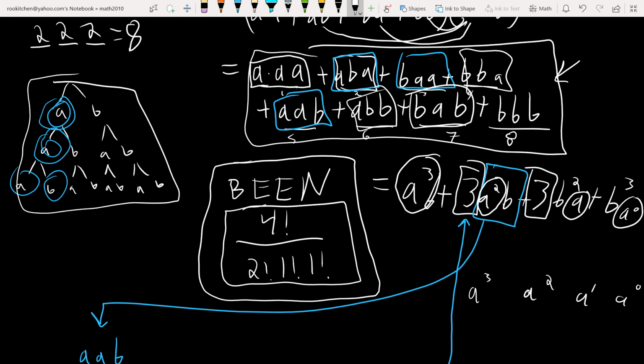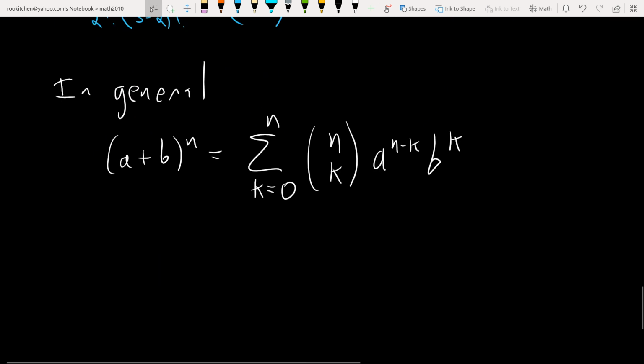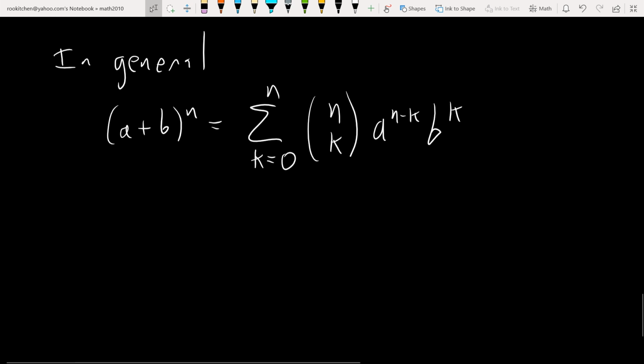So we start with b to the 0, and then it goes b to the 1, b to the 2, and b to the 3. That's what those funny exponents are doing for you right here. We're starting with a to the n minus 0 and b to the 0, and then k goes from 0 to n.